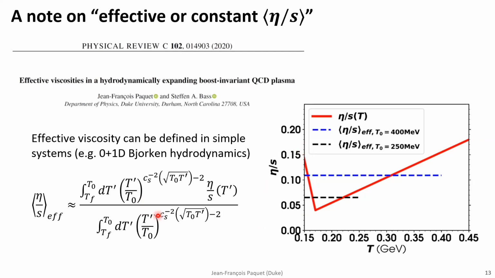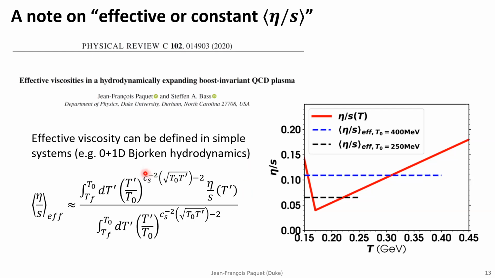And I don't want to spend too much time on this because I think I'm running a little behind on time. But the bottom line is that we could find an expression like this, but only for much more simplified hydrodynamics. So you have to assume that you have only 0+1 hydrodynamics, which is in a sense the zeroth order approximation for heavy ion collisions.